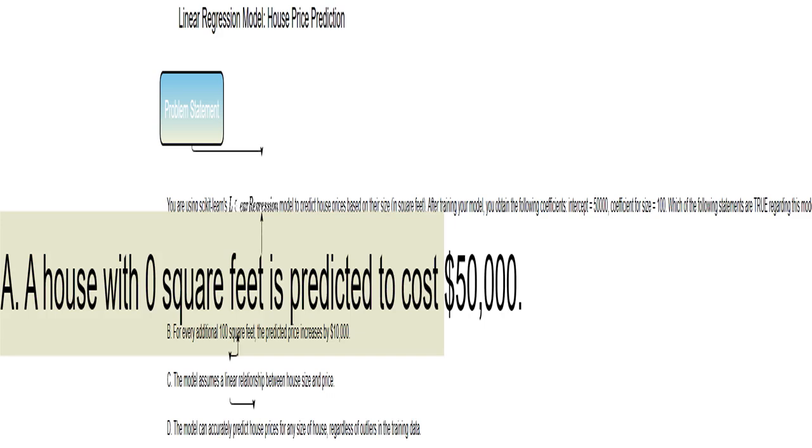The equation for a line is typically written as y equals mx plus c. In linear regression, the intercept, c, 50,000 in this case, is the predicted value when the predictor variable, x, is 0. So, if house size is 0, the model predicts a price of $50,000.